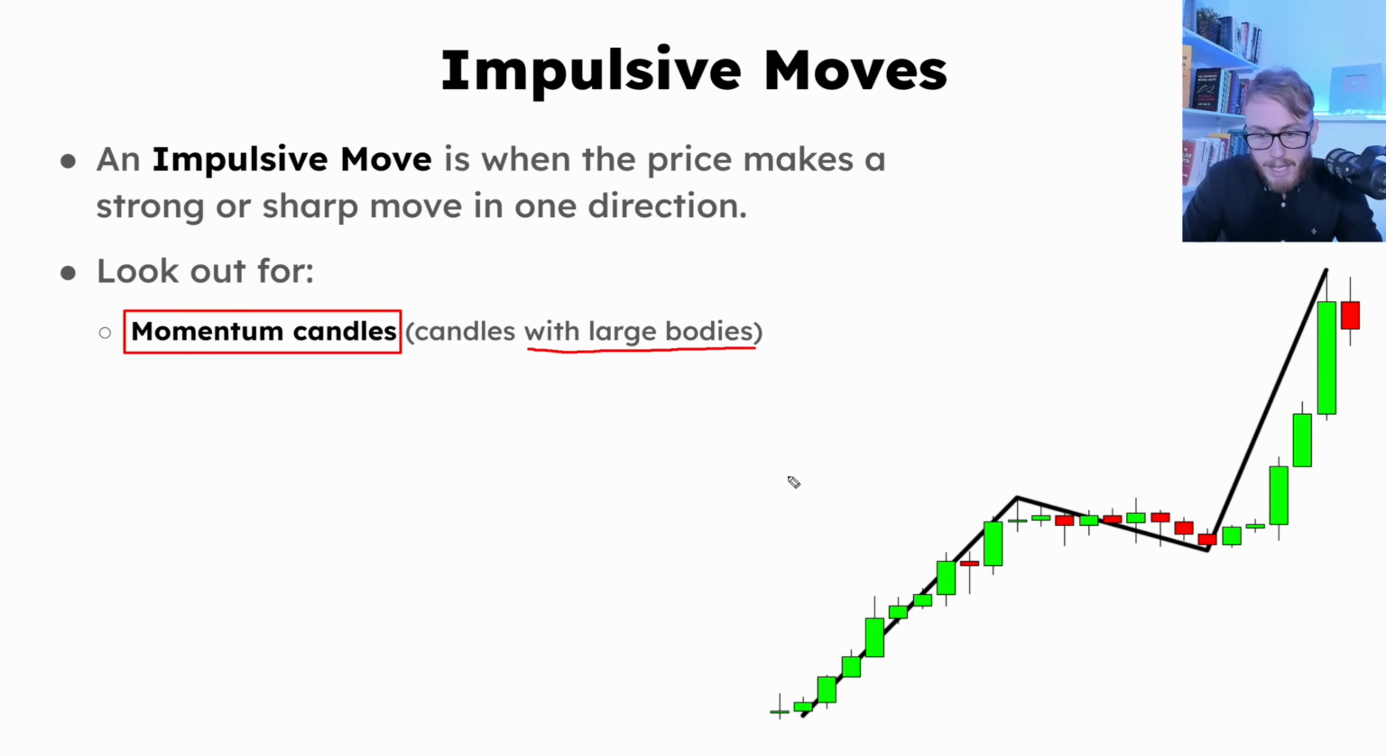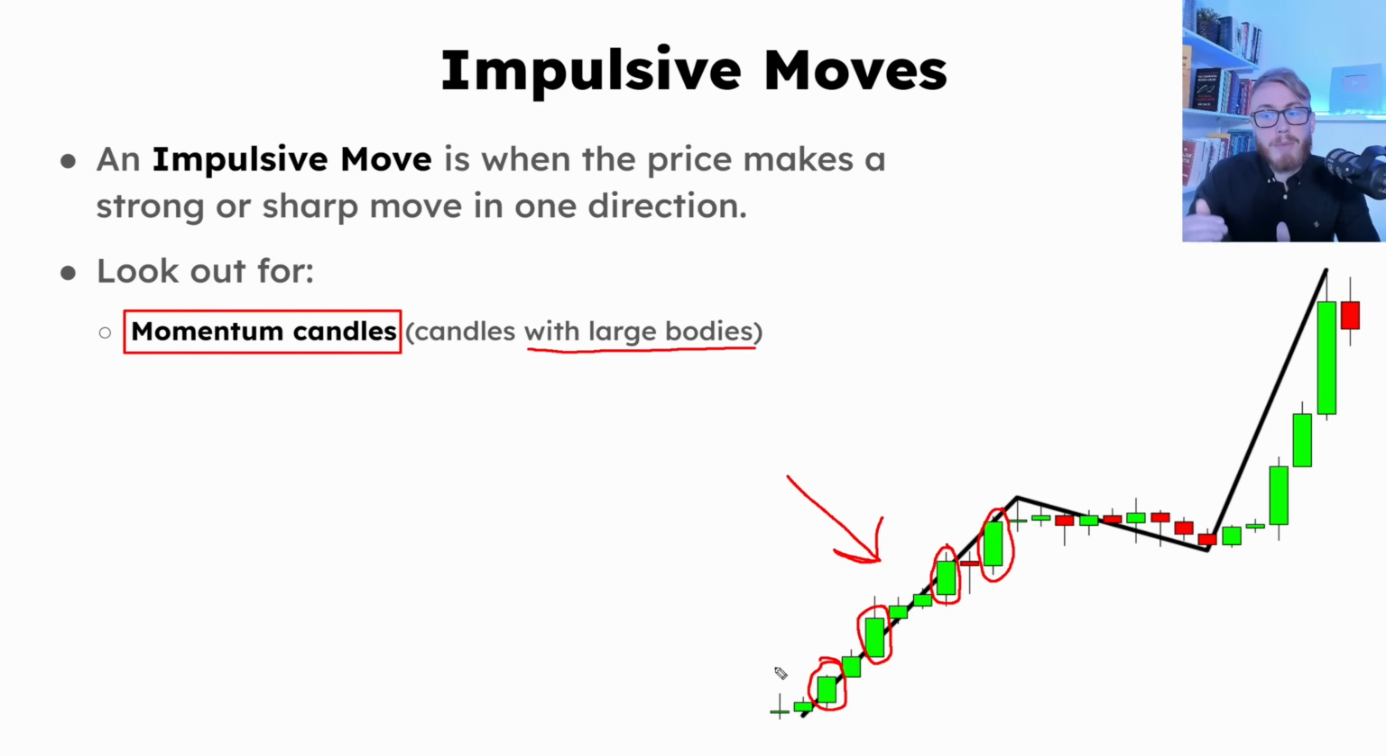For example, if we take a look at this first impulsive move right here, we can see that we have multiple candles here with large real bodies. For example, right here, a pretty large real body, large real body, large real body, and so on and so on. So when I look out for impulsive moves, I'm looking out for large real bodies. And here you might wonder, how do we know if a body is large or not? Well, what we simply have to do here is compare the length of the bodies to the previous candles. Unfortunately, in this example, I had to cut it out right here.